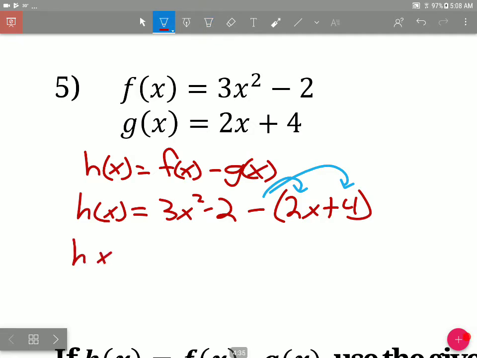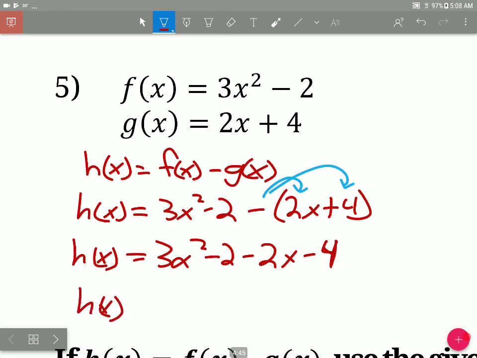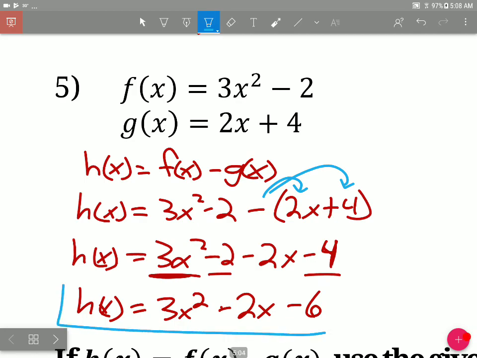So h of x equals 3x squared minus 2, make that a negative 2x and a negative 4. So h of x equals, now this one's a little different because there's only that x squared, so there's a 3x squared. There's no x's to combine, so those ones you just have to list out. But I can combine my constants, so that's negative 6. And that's the last one. All right, let's stop the video.